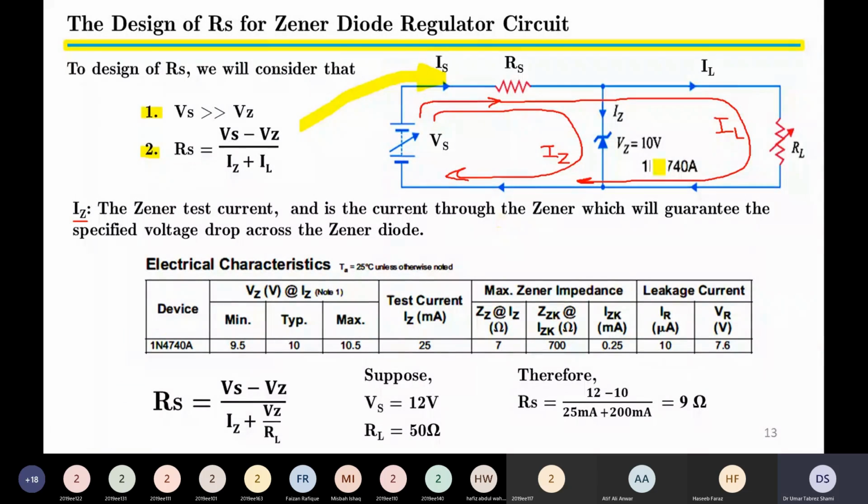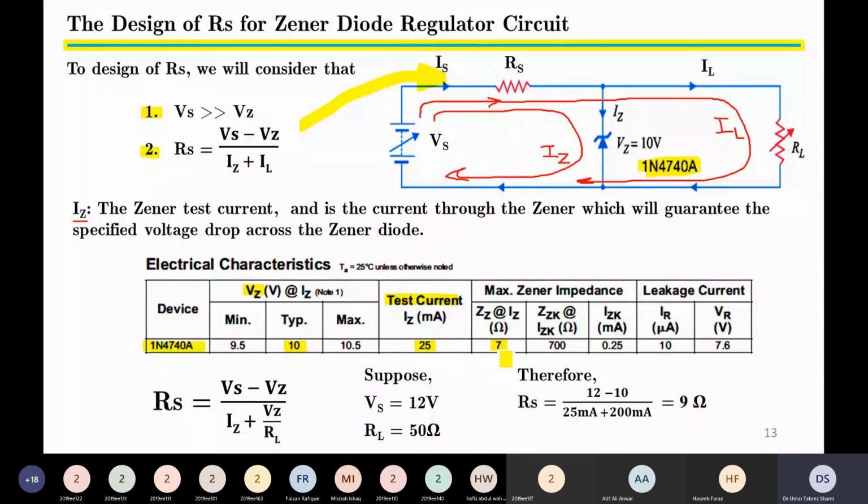So in the table shown below, we have the electrical characteristics for the Zener diode being used. We are using the 1N4740A Zener diode, and here are its electrical characteristics. The first is that Vz is 10 volts. The test current Iz is 25 milliampere and the dynamic resistance is 7 ohms. So up till now, only this information is enough to design RS.